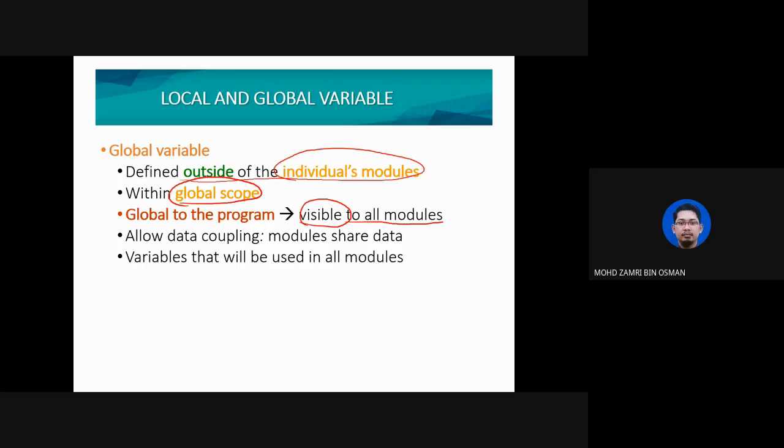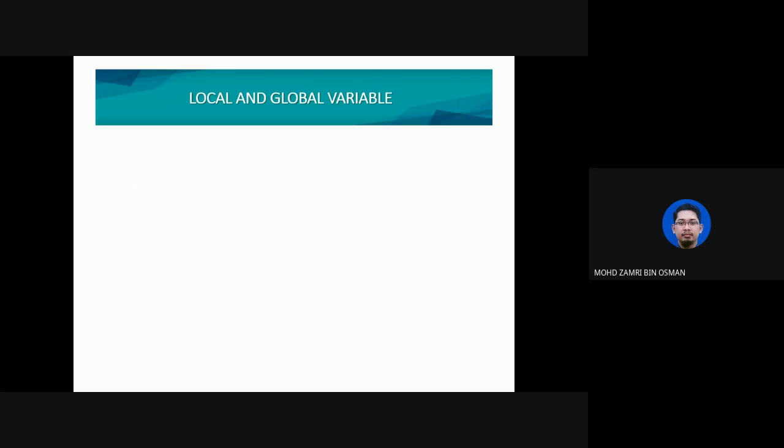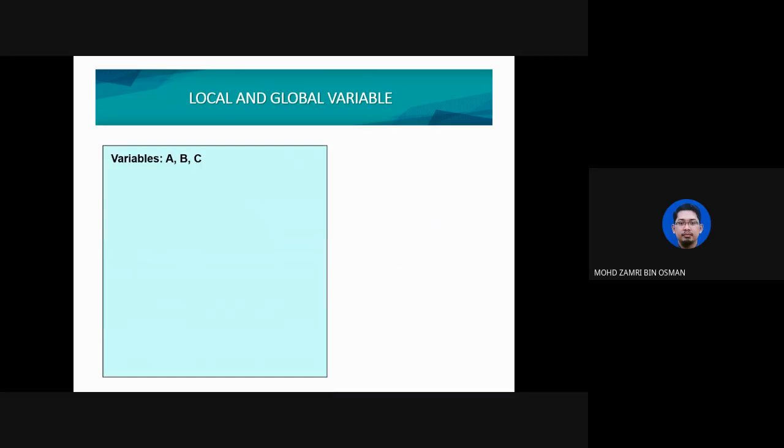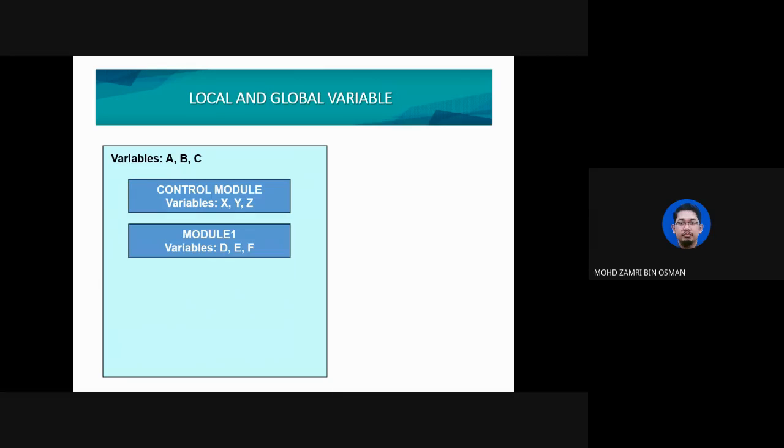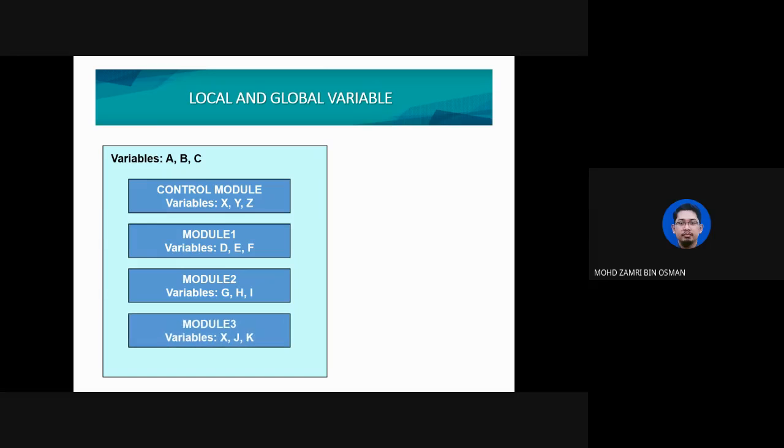So that's why we have something like data coupling. There are certain cases where we can use data coupling. Modules share a data variable that will be used in the other module. For example, I have a control module with variables X, Y, and Z. Module 1 has another variable D, E, and F. Module 2 has G, H, and I. And module 3 has X, J, and K.